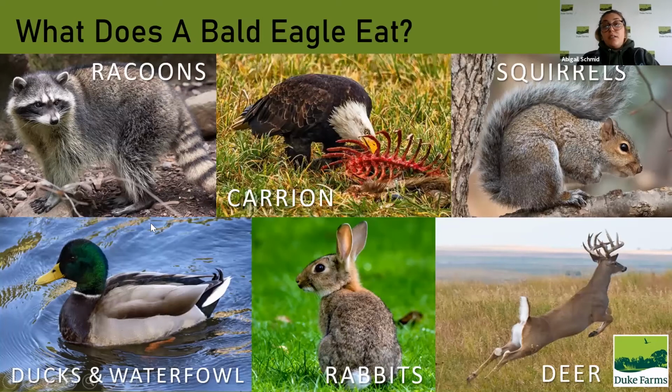They also eat mammals, okay? They eat raccoons, they eat rabbits, they eat deer, they eat squirrel. They eat ducks and waterfowl, and they also eat carrion. I don't know if this is a new term for any of you, but carrion basically is roadkill or dead animals that they're finding. And you can see this eagle is picking those bones clean.